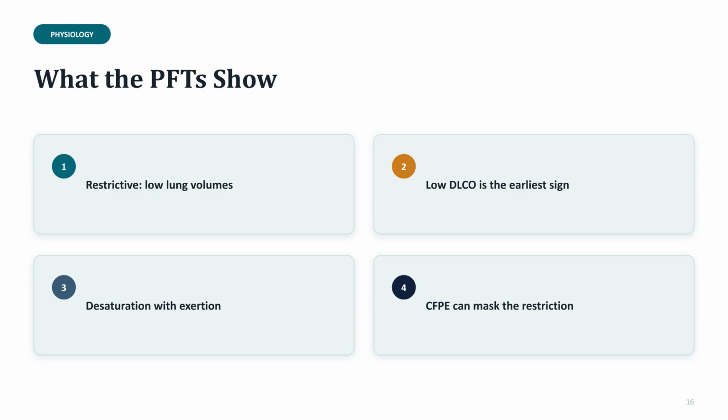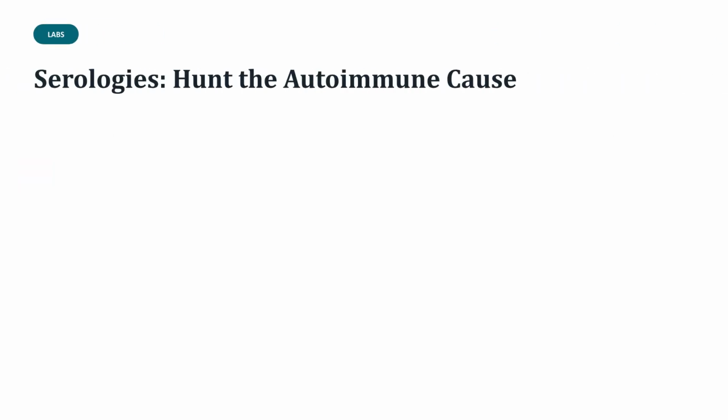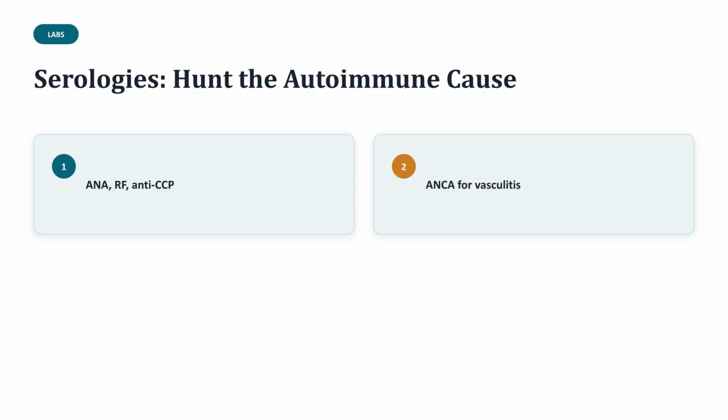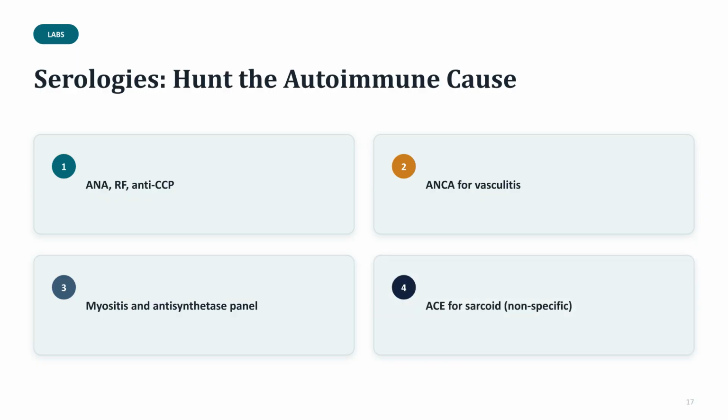Send a serologic panel to hunt an autoimmune cause: an anti-nuclear antibody, rheumatoid factor, and anti-CCP for rheumatoid disease, ANCA when vasculitis is possible. And critically, a myositis and antisynthetase panel, because inflammatory myositis can present with lung disease first. The serum ACE level is often checked for sarcoidosis, but it is neither sensitive nor specific, so treat it as a hint, never a diagnosis.